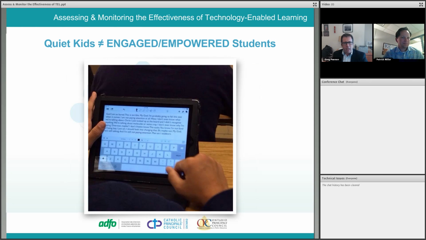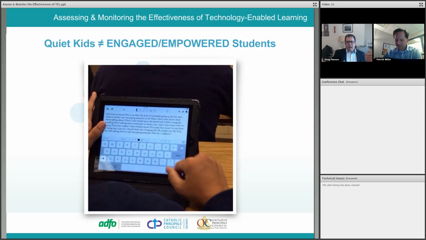That third image, as you take a closer look, shows a student typing away on his iPad. You can see the school desk. I think we all know that imprint of the laminate wood on every student desk we see. If you take a close look, the student is saying on his iPad, God, I'm so bored. This is terrible. I'm probably going to fail this test when it comes. I'm not paying attention at all. I don't even know what we're talking about. I just look at the board and I don't even recognize anything we're talking about. And so on and so forth. So here's the technology. You've got some students that appear to be engaged.